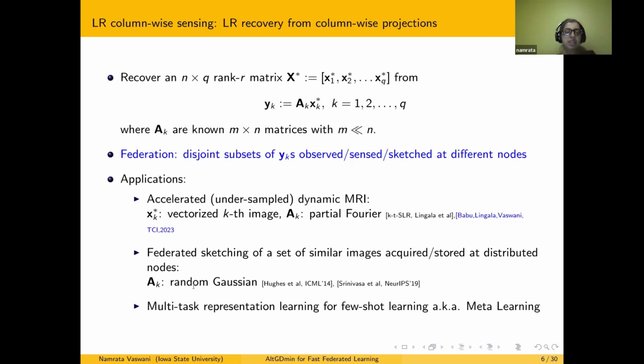There is also the multitask linear representation learning problem for what's called few shot learning. Essentially, it's multilinear regression. We learned about this rather recently, but it's the exact same mathematical problem, with the exact same solution approaches, that we found out about more recently from some ICML papers. And when I say federated setting, here I'm saying column-wise federation. So disjoint subsets of y k are observed at different nodes. That's the federated setting I'm assuming here.